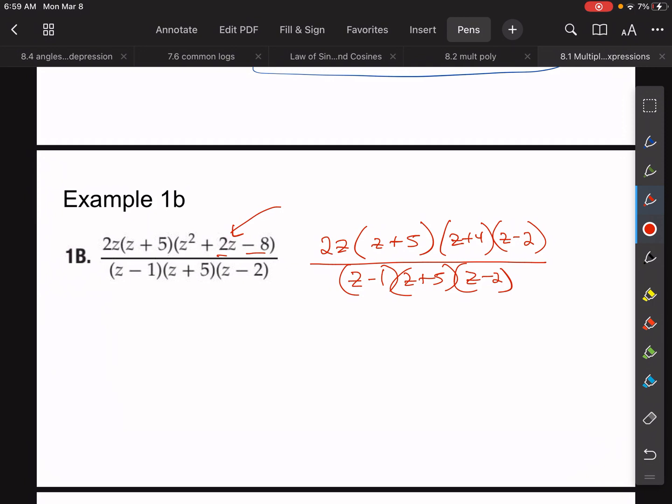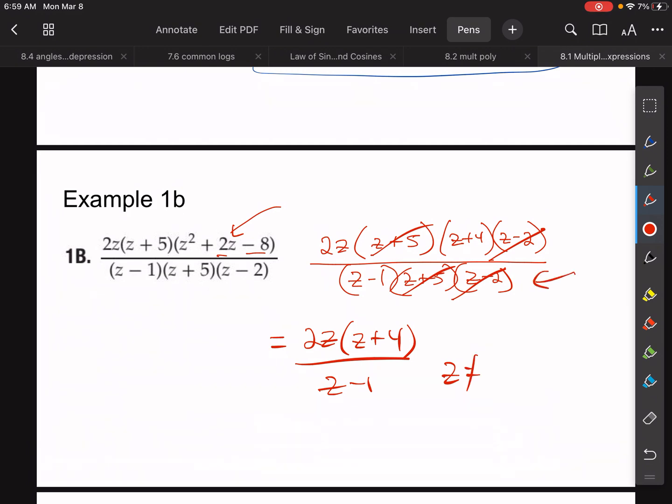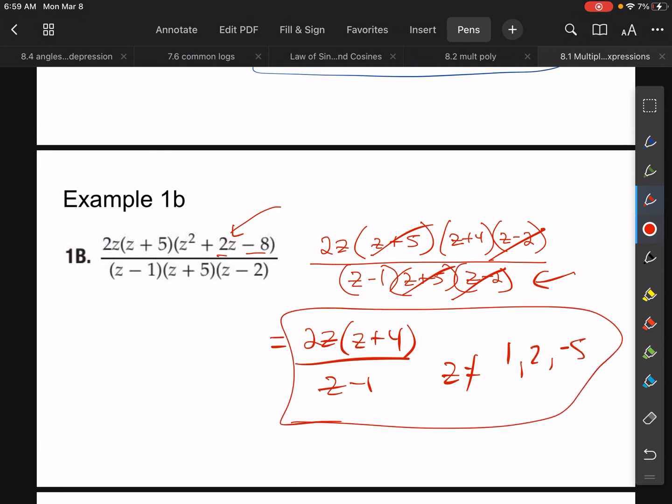Okay, so let's cancel where we can. All right, so this and this are in common, this and this are in common, and I'm left with 2z times z plus 4 over z minus 1. And then z cannot equal, I've got to go back to this guy right here, the original. Z cannot equal 1, 2, or -5. Okay, and that is your answer.